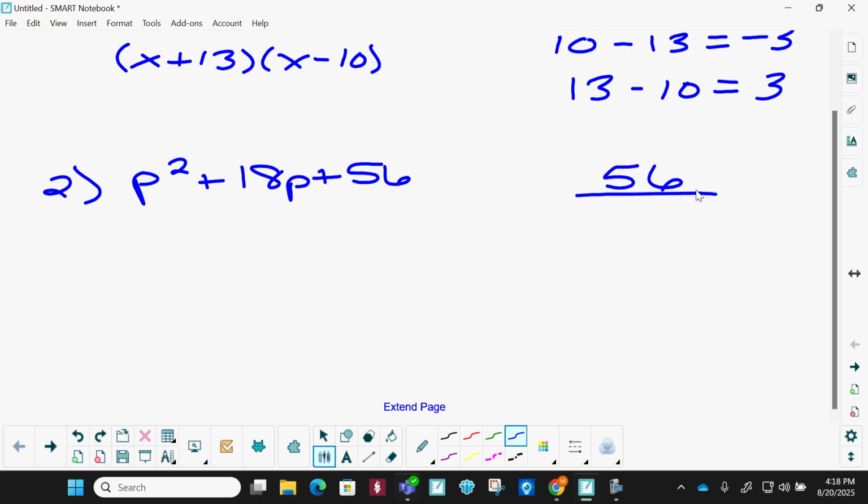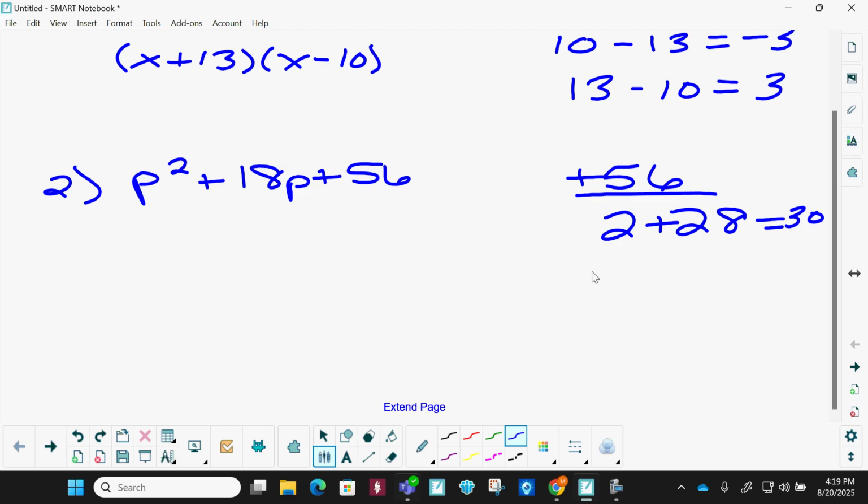Okay, so sometimes this takes a while. So 56, I'm going to be honest, sometimes when I have trouble, 2 times what gives me 56, I start making myself a little list. 28. That is definitely not going to add up because you see this is a positive 56. So when I add up, that is definitely not 56, right? It's 30. Okay, does 56 divide by 3? No. 56 divide by 4?